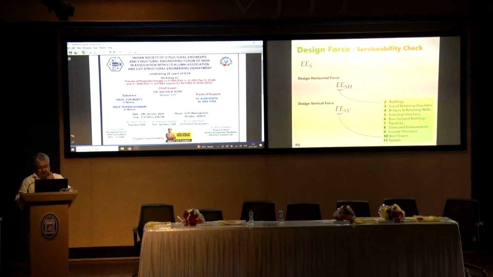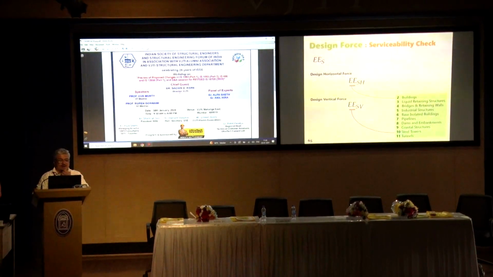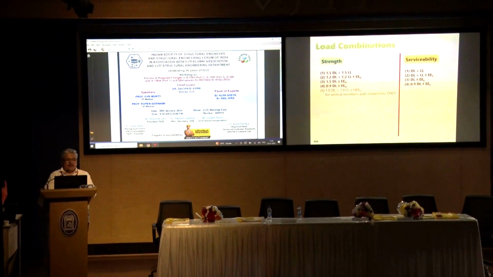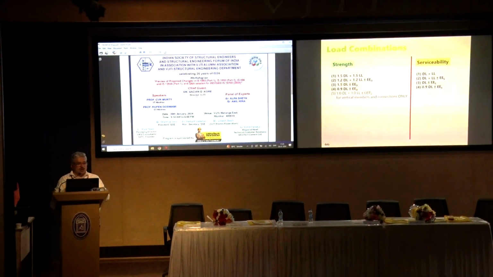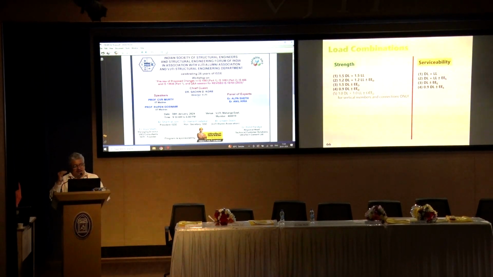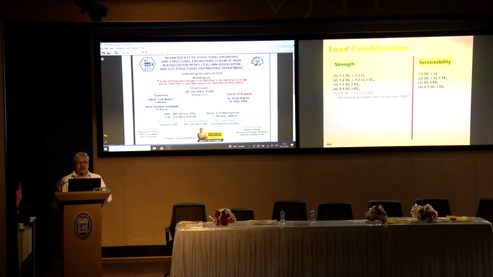Now, of course, we also talk about serviceability. Here again, serviceability is basically for a lower level of shaking. It's not for that same level of earthquake shaking for which the strength is going to be designed. So we have that. So that is where you will see EED means strength design and EES means serviceability level earthquake, which is going to be a lower level of earthquake shaking.